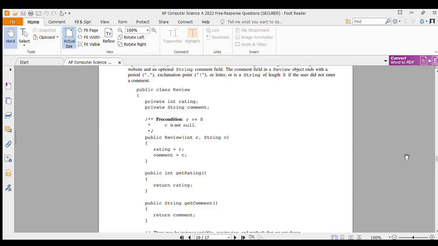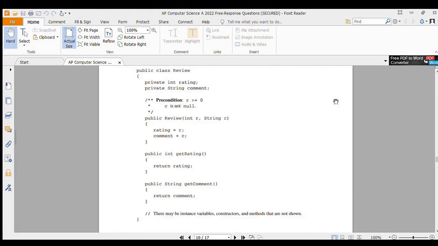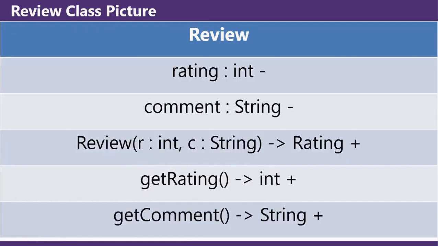For the first part of question 3, we're looking at the Review class. It has a private int member rating, a private String member comment, a public Review constructor that takes in an R integer argument and a C String argument, a rating getter that's public, and a comment getter that's also public. For the Review class, you'd draw this picture. You'd have a private rating member that's an integer, a private comment member that's a String, and then you'd have 3 public methods that would return rating, int, and String, and your Review constructor would take in an R argument that's an int, and a C argument that's a String.